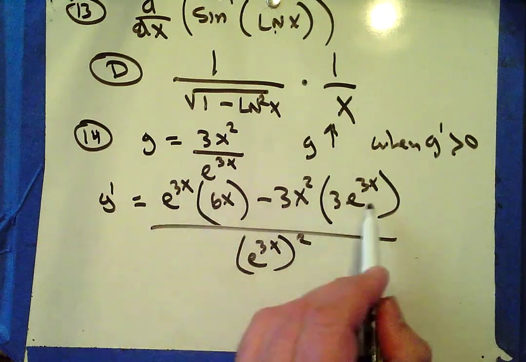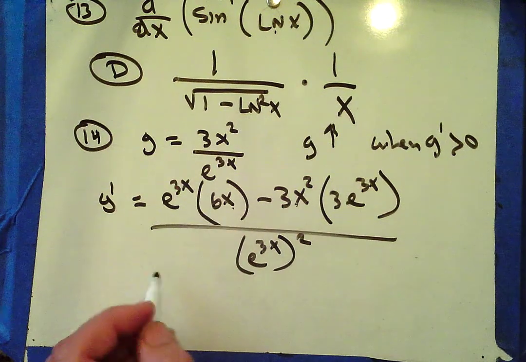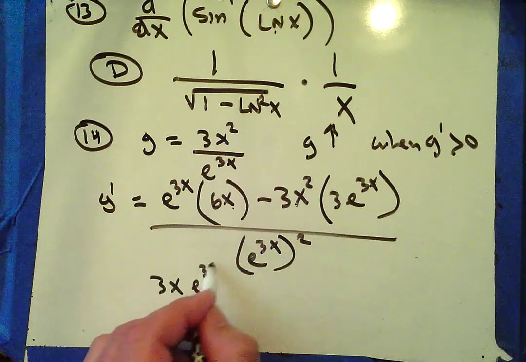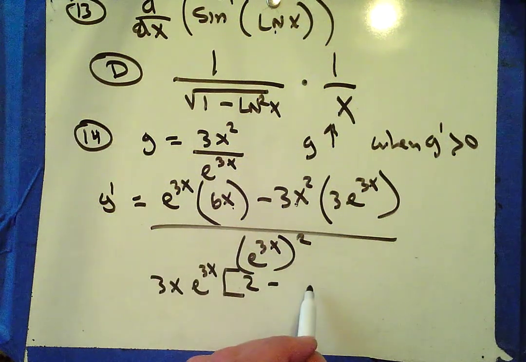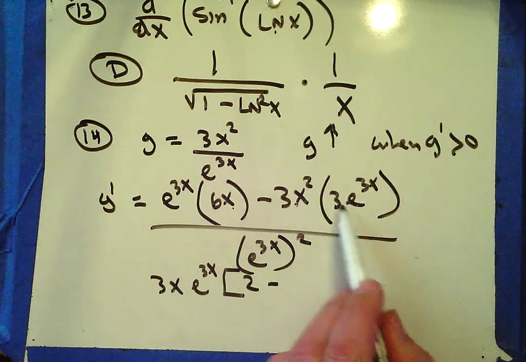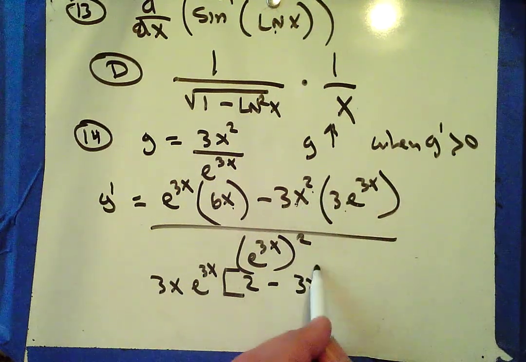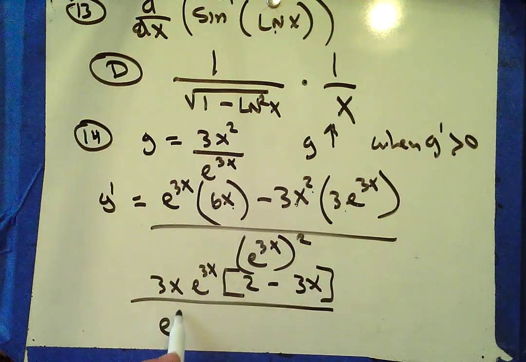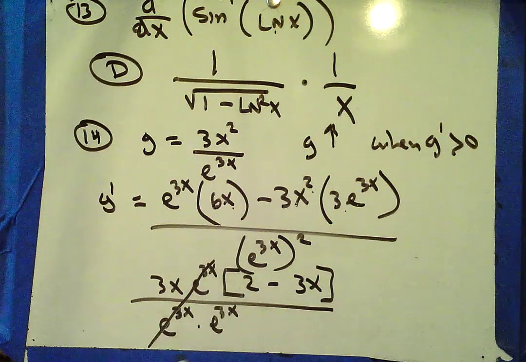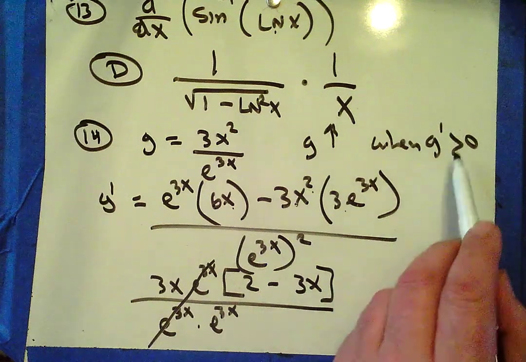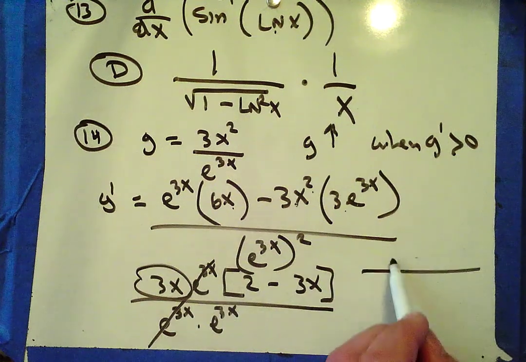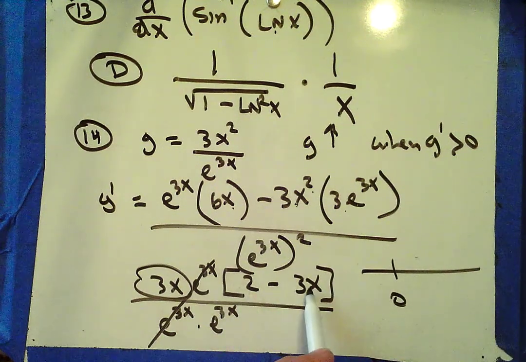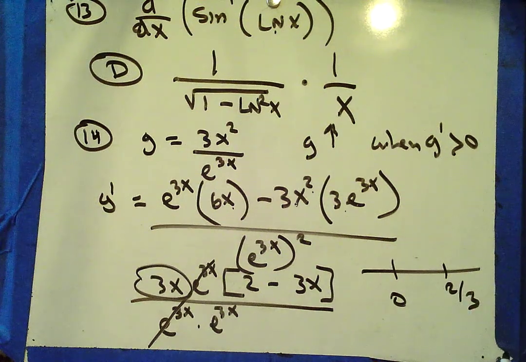Okay, I can factor e to the 3x out of the top, an x and a 3, 3x e to the 3x. What's left over is this 2 minus, I took out a 3, I took out an e to the 3x, I took out an x, minus 3x over e to the 3x times e to the 3x. Doink. Okay, so when is this equal to 0? Well, when x equals 0 and when x equals 2/3.